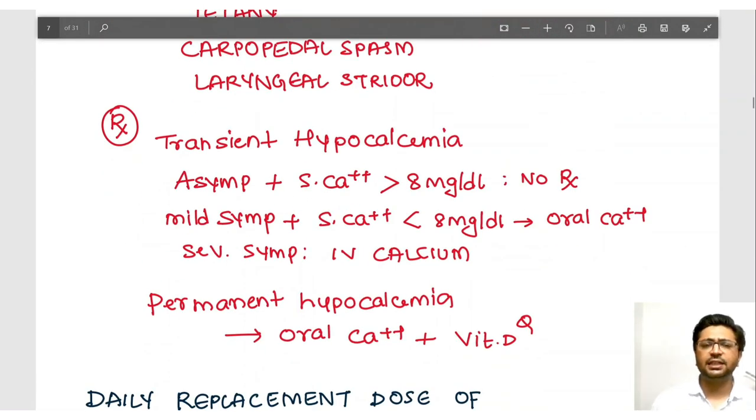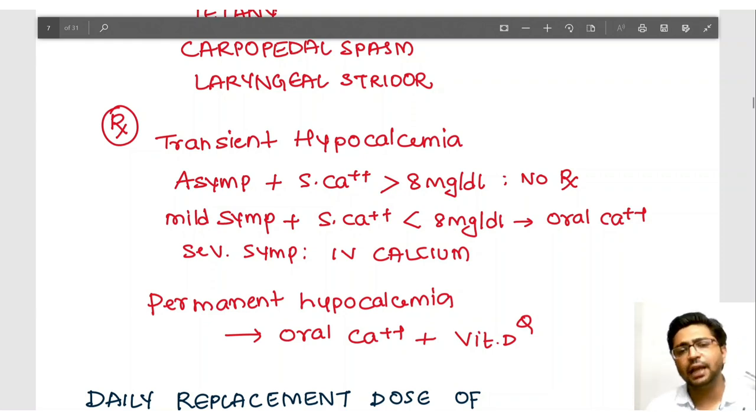So how do you want to treat such a case? If there is transient hypocalcemia, so there is a temporary hypocalcemia and the patient is asymptomatic and serum calcium is more than 8, nothing to be done. The normal serum calcium would be around 8.5 to 10.5 milligram per deciliter.